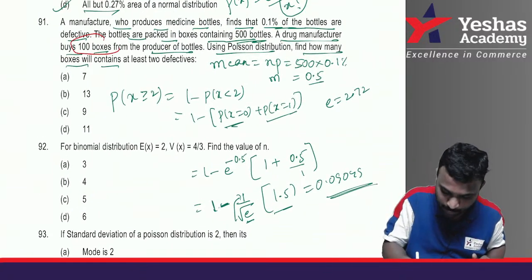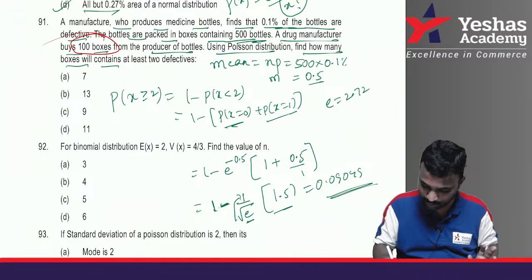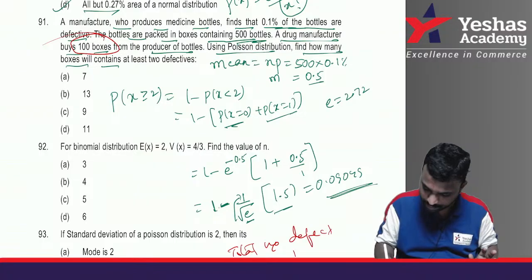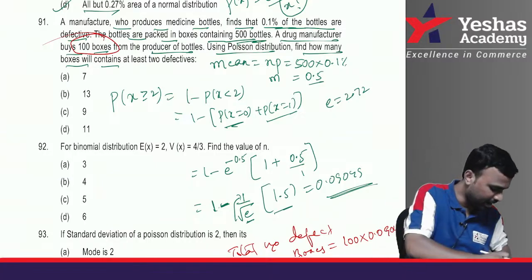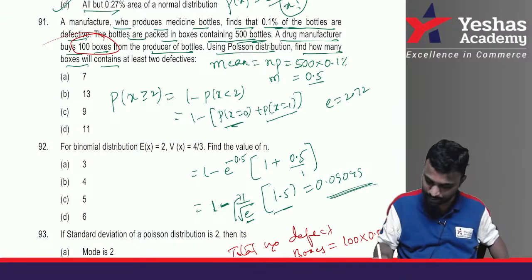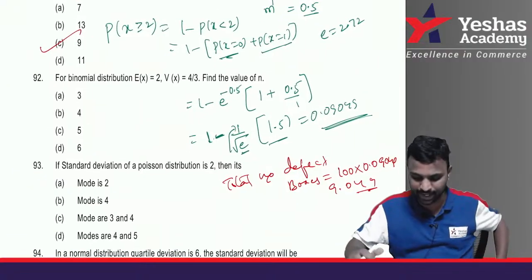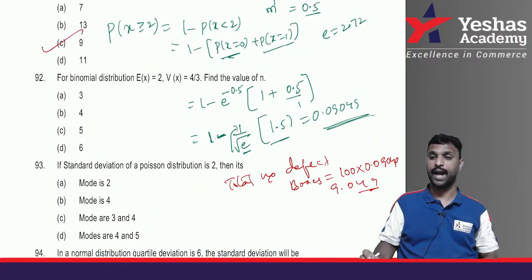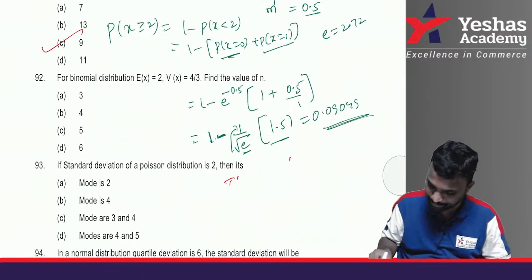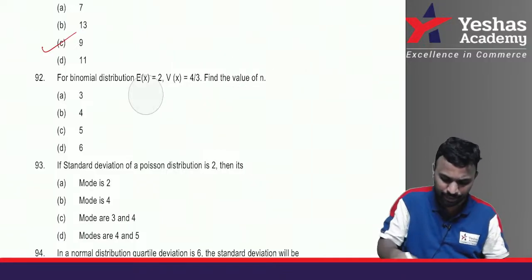But how many boxes have been taken? 100 boxes. So the total number of such boxes is equal to 100 into the probability 0.09049, which is 9.049. So the nearest answer is 9, because the number of boxes can't be a decimal value. So it has to be option C, 9. Is it clear? Moving on to the next question.